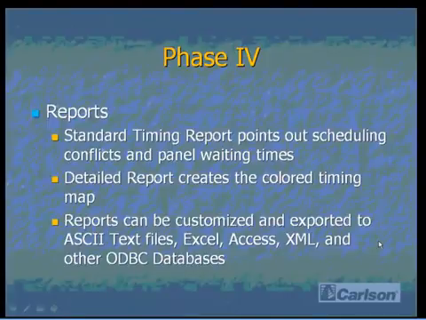Upon running the timing calculation, we have several report formatting options that we can generate. One of them being the standard report, which points out scheduling conflicts and panel waiting times. We also have the detailed report, which leads us to design the colored timing map options where we can break the map down into timing periods such as a week, a month, quarter, or year, and we can time any date range that we'd like.